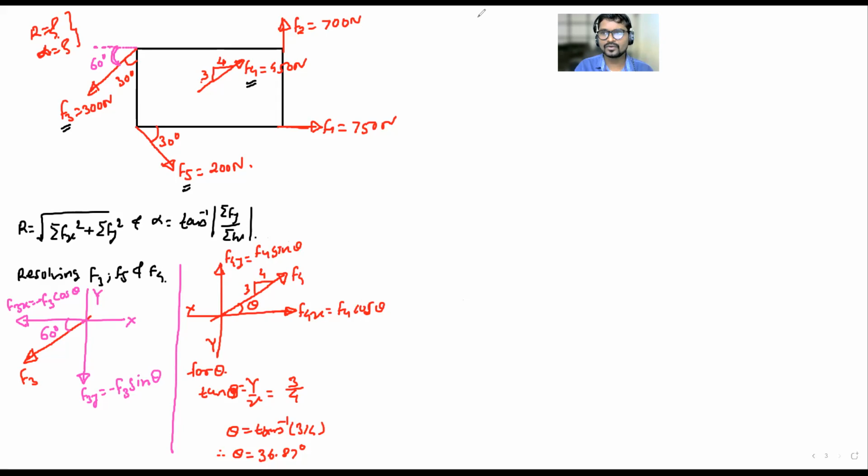Then similarly we have to go for the resolution of which force? F5. So I'd like to go for its line of action. This is its line of action. Generating x-axis and y-axis.